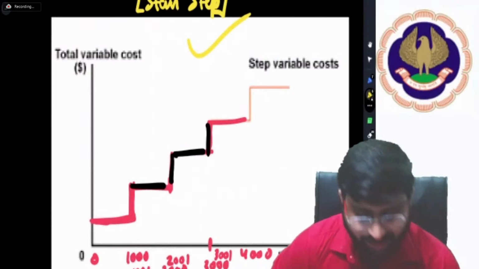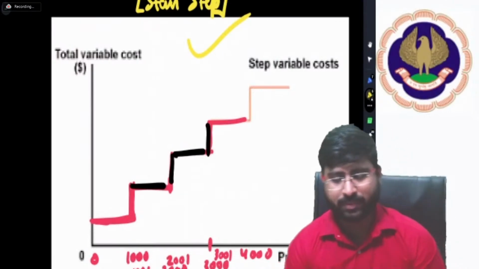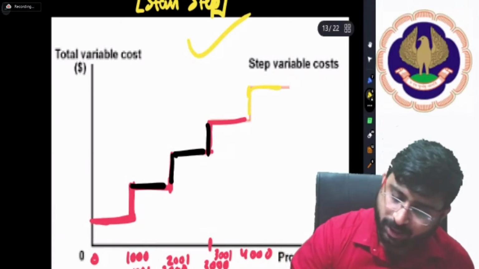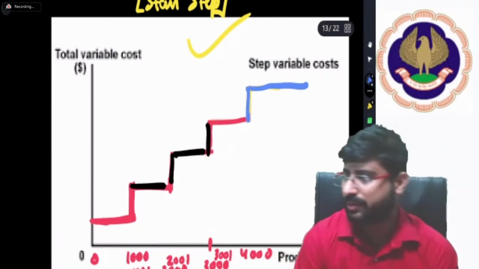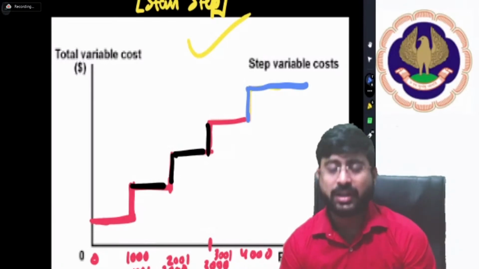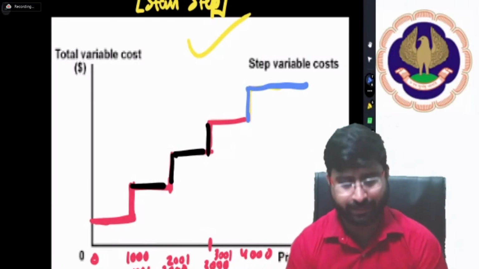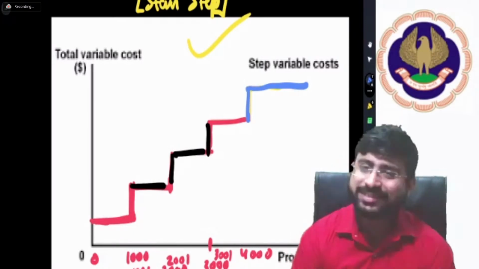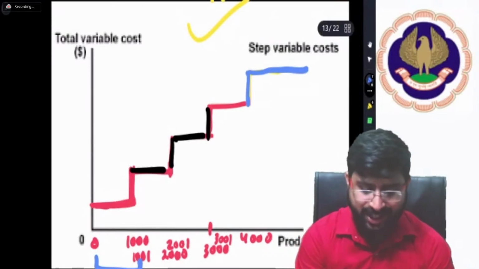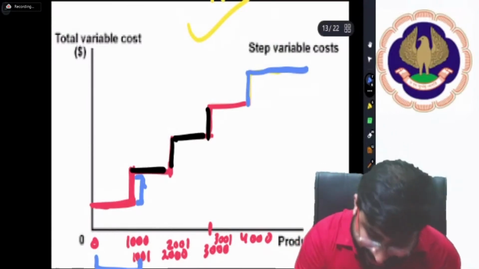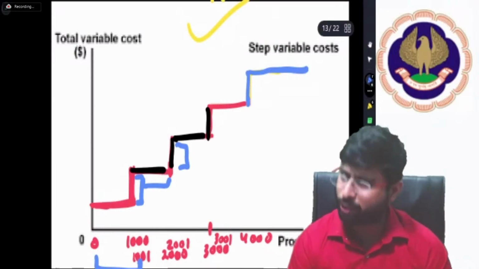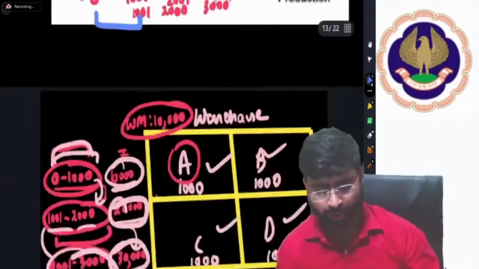First of all, look at the shape. This is how the shape looks. Learn the shape and then we talk further. Now we discuss why it is stair-step. It means it is fixed at some level, then it becomes variable. Again, it is fixed for some level, again it becomes variable.